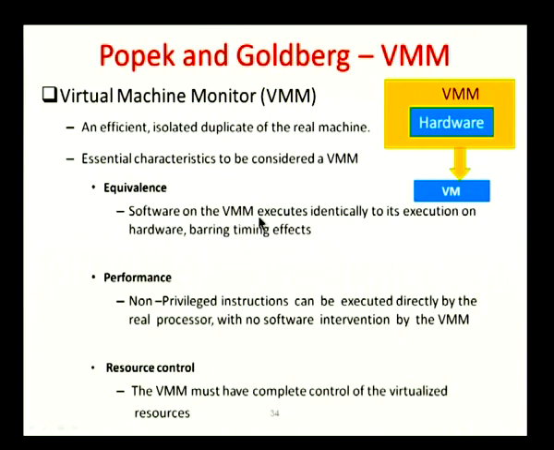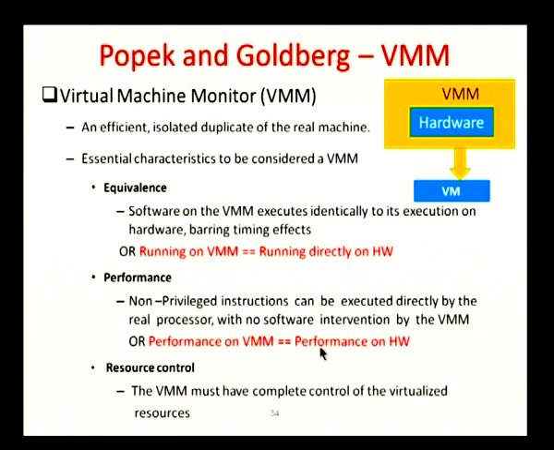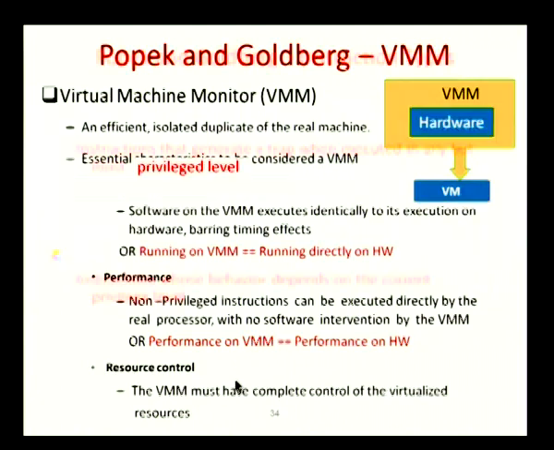Software on the virtual machine monitor executes identically to its execution on hardware, barring timing effects. That is called equivalence. Then performance: non-privileged instructions can be executed directly by the real processor with no software intervention by the VMM. Then resource control: the virtual machine monitor must have complete control of the virtualized resources. These three points are insisted upon. Running on the VMM is equivalent to running directly on the physical hardware, and performance on the VMM should be equivalent to performance on the hardware.